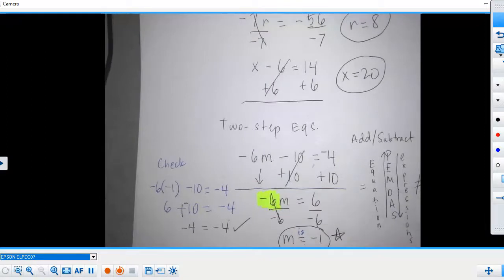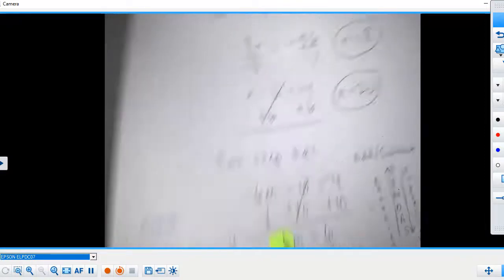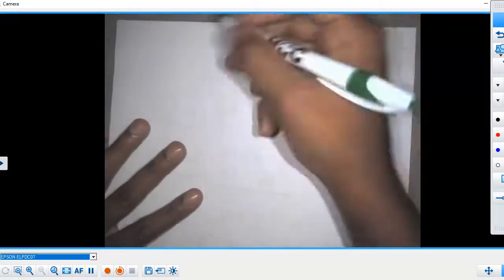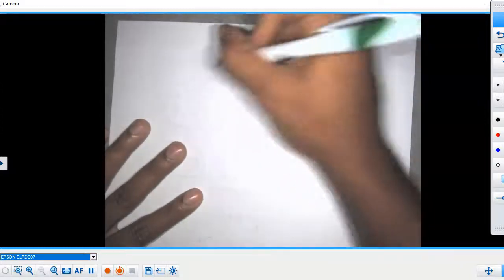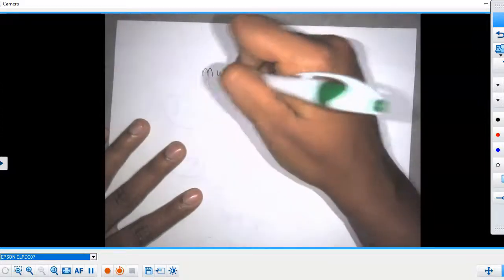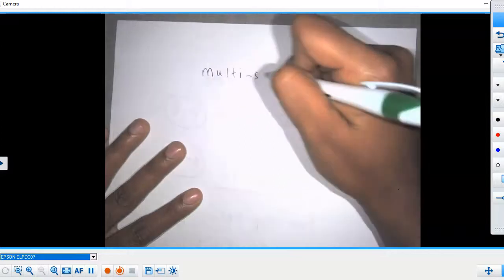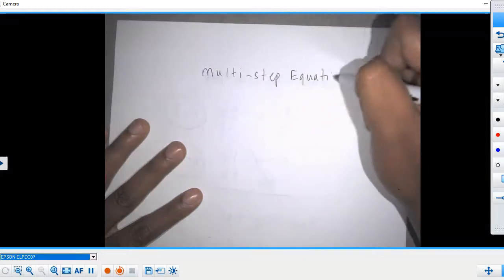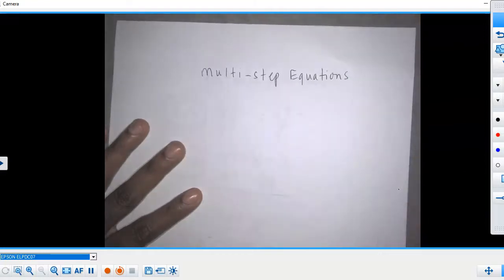All right, so now let's get into some harder ones. These are the ones I really want to focus on because there's a lot more steps. So let's do multi-step. In multi-step equations, we have more than 2 steps. So multi-step will be on your test. One of these will be, I'm just pulling this out of a book I found.